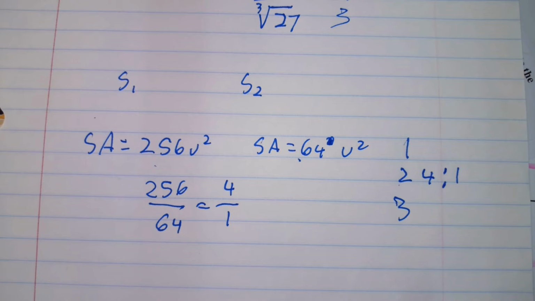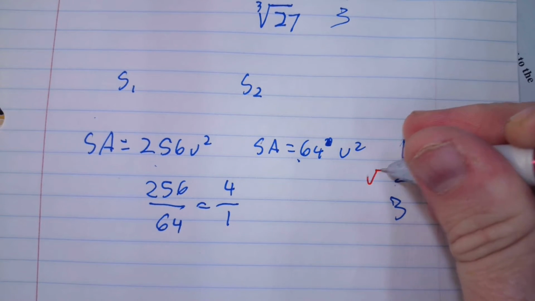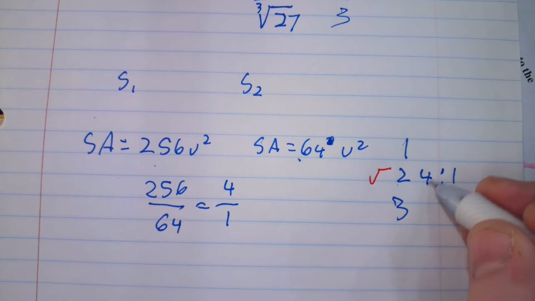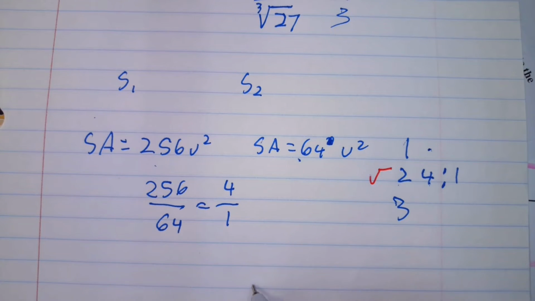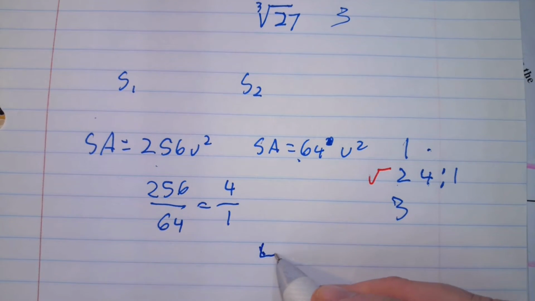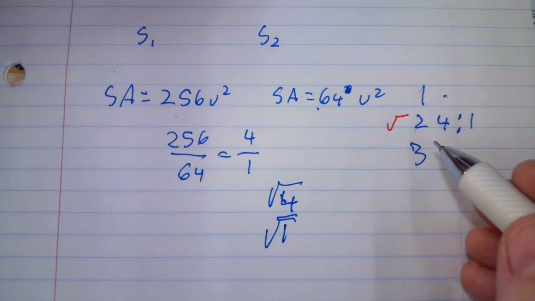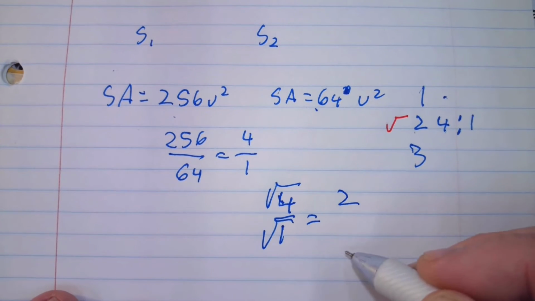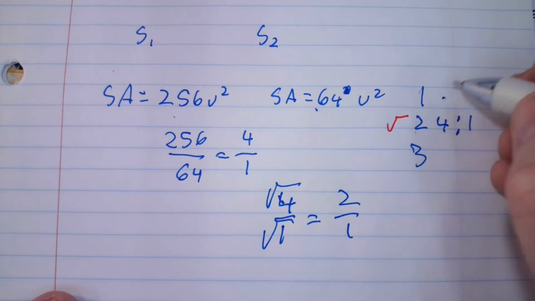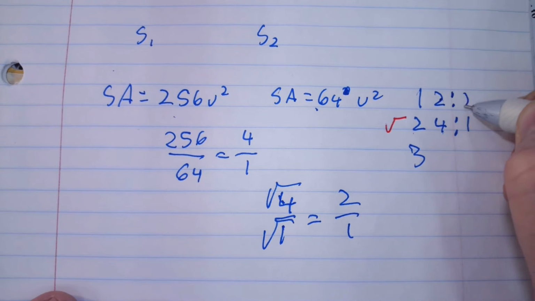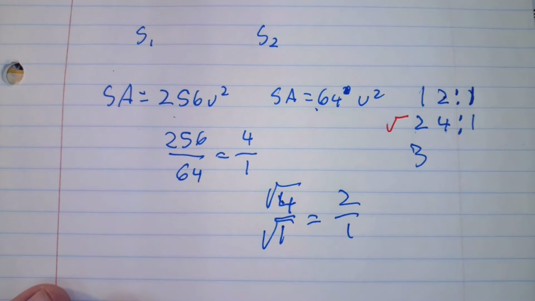We're never going to divide. We're going to square root. Okay, so we're going to square root to get down. So this would be 4 over 1. Square root of 4 is 2. Square root of 1 is? So then that's my scale factor, 2 to 1. So far, so good?